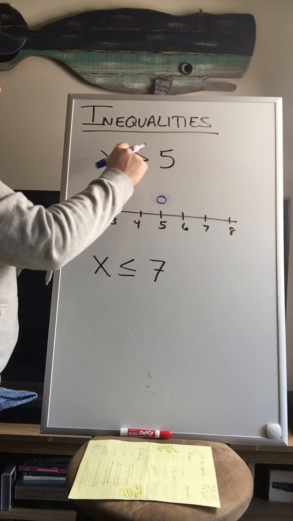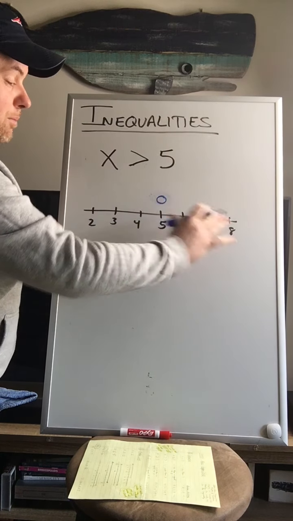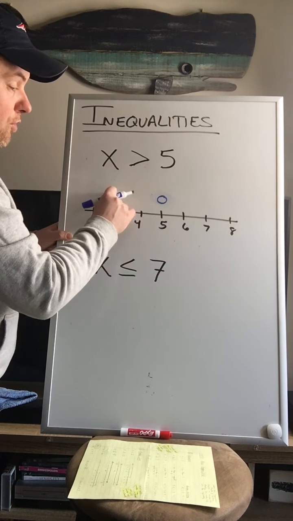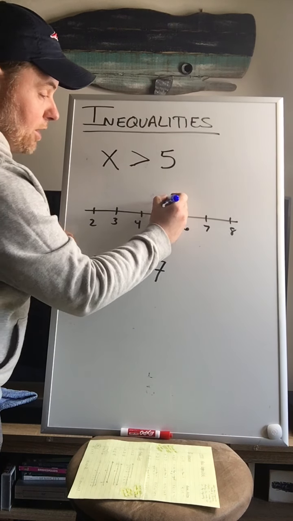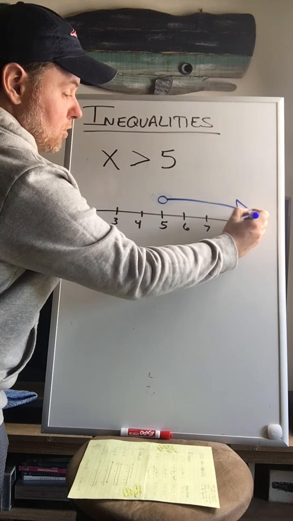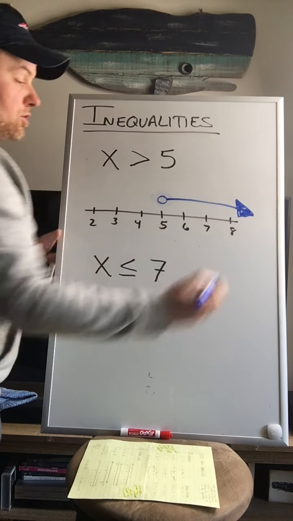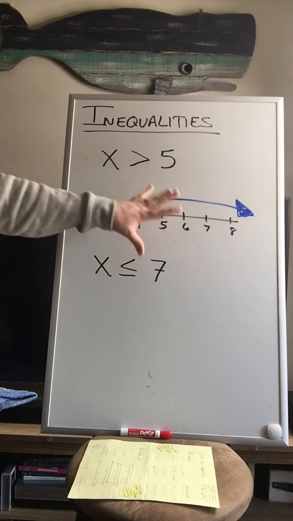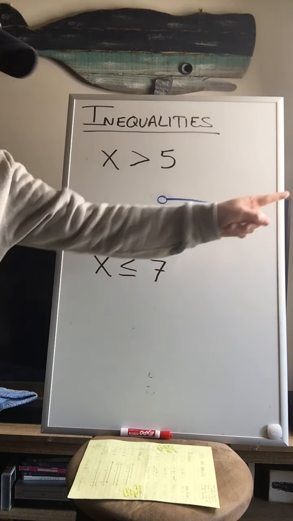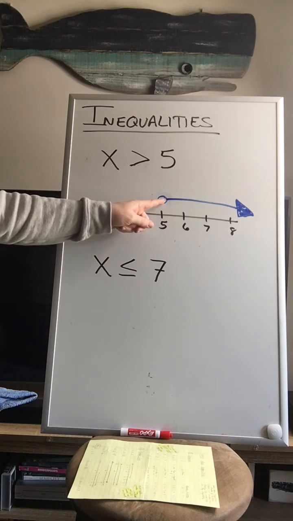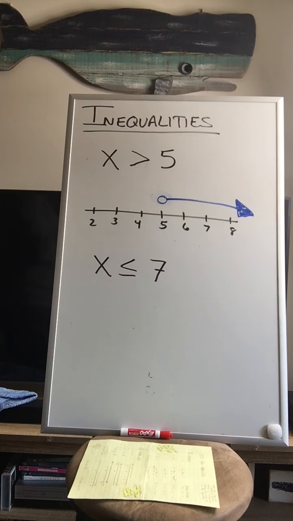So now, x is greater than 5. So where are the numbers greater than 5? Over here or over here? These numbers are greater than 5, right? Over here. So the arrow goes that way. Greater than, the arrow goes to the right. So this is showing all the numbers that are greater than 5. Everything to that side of 5. But it does not include 5, so that's why the dot is open.